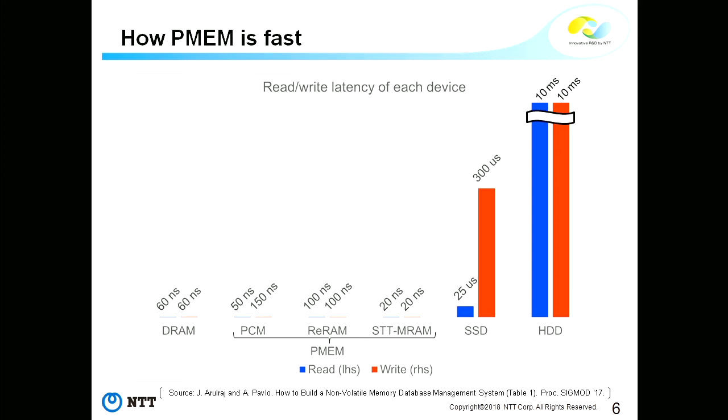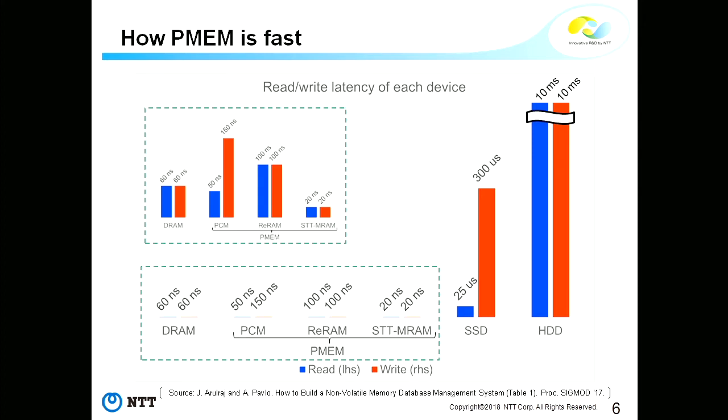This chart is telling how fast PMEM is. This shows read and write latency of each device, so lower is better. The leftmost is DRAM, and the middle three are PMEM. Solid-state drive or spindle drive are far from DRAM and PMEM. Zoom into the left four. Here. Each type of PMEM is close to DRAM, so it's fast enough for storage use.